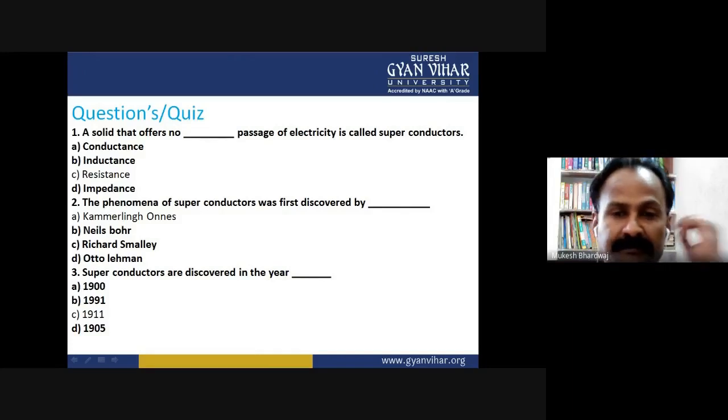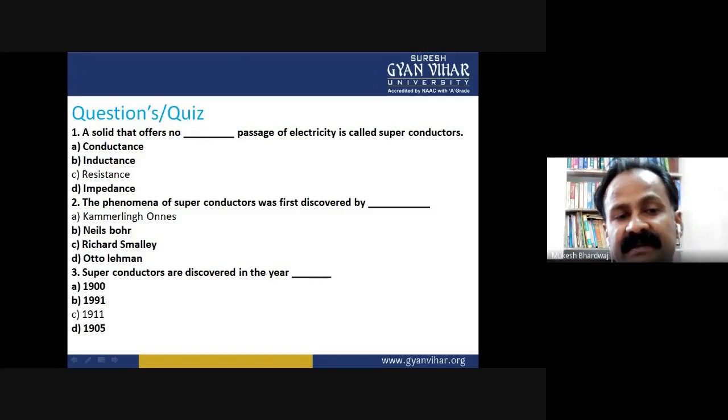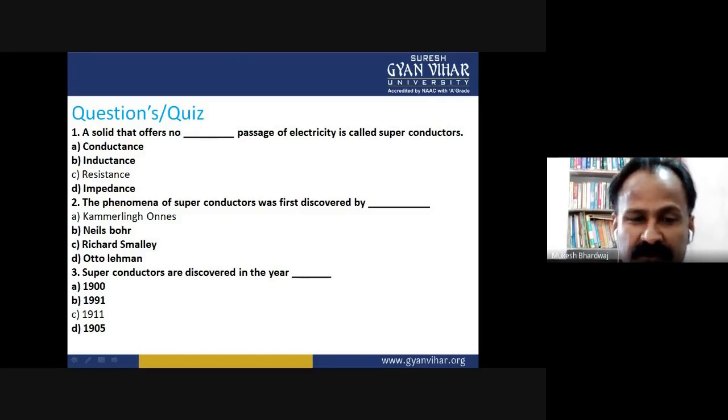Now it is quiz time. A solid that offers no dash passage of electricity is called a superconductor. Conductance, inductance, resistance, impedance. So resistance is the right answer. The solid that offers zero resistance to the passage of electricity is called a superconductor. The phenomenon of superconductivity was first discovered by Kamerlingh Onnes. Superconductors were discovered in the year 1911.